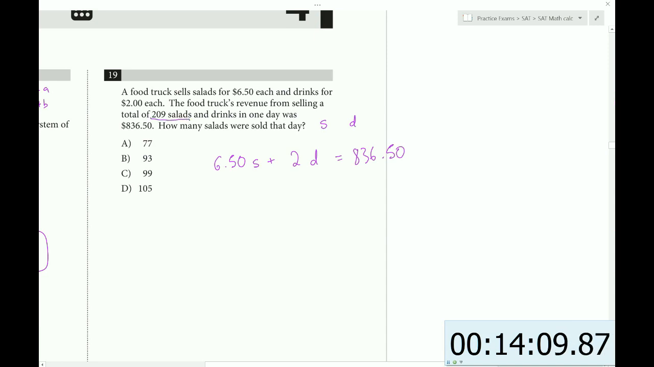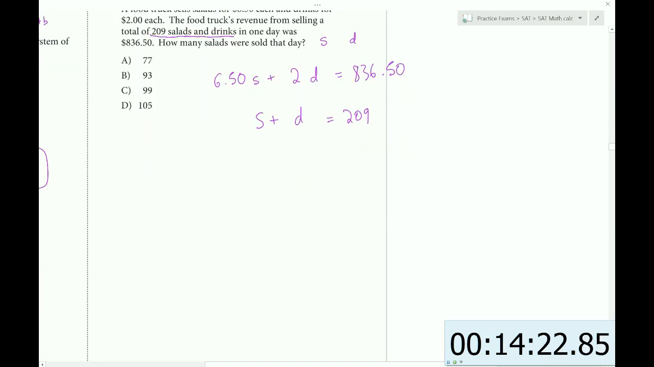So the other information is that we sold a total of 209 items. So if we add the items together, how many salads plus how many drinks, we end up with 209 total items. So that's a system of equations, and now we're trying to solve for S, is the idea.